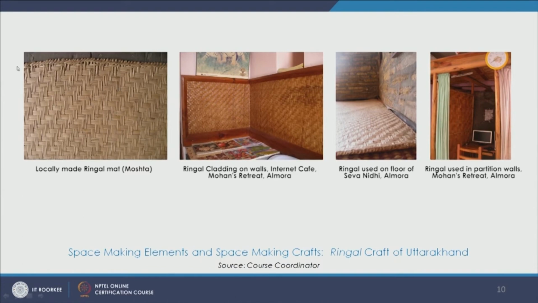And this piece here, if you see, this is called moshta. So this is again a sort of a mat which is placed on the floor, and in the local parlance it is called moshta. This has excellent damp proofing qualities, and now if we see the applications here, this is one of the internet cafes in one of the resorts, Mohan Retreat, which is there in Almora. So we see the application here on the walls. Here this is another building, Uttarakhand Sevanidhi, where it is used in the same way for flooring. Here we see the partition screens in the same cafe where this is used over here. So we are seeing the different applications.